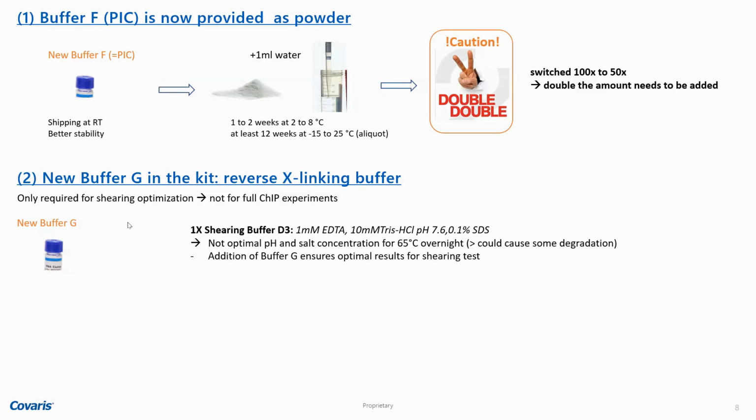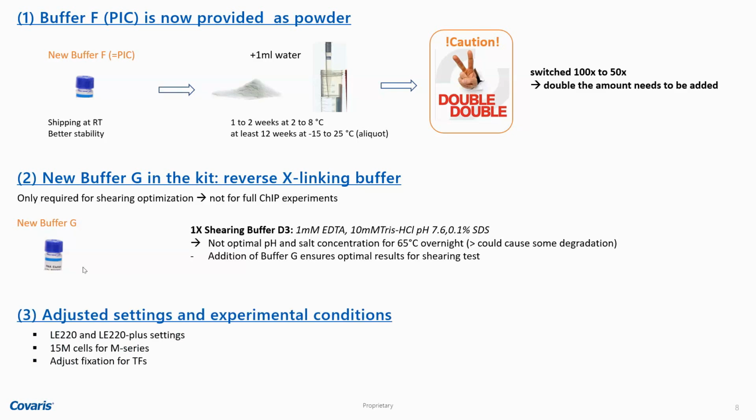And what we found is that this buffer is not optimal for storage overnight at 65 degrees because the pH and the salt is not buffered optimally, because this buffer was optimized for proper shearing. So this could cause some degradation, and you might be seeing that in your non-sheared sample. But if you now add the buffer G to your sample in the D3 buffer when you perform the reverse cross-linking, this will be perfectly preserved. So this is just meant if you are doing your shearing samples.